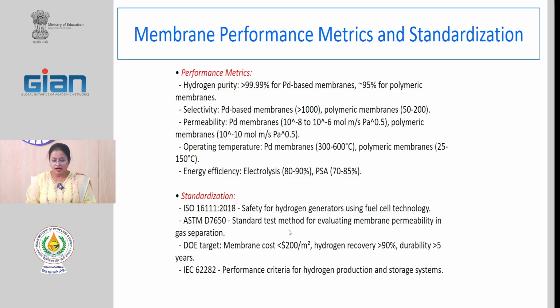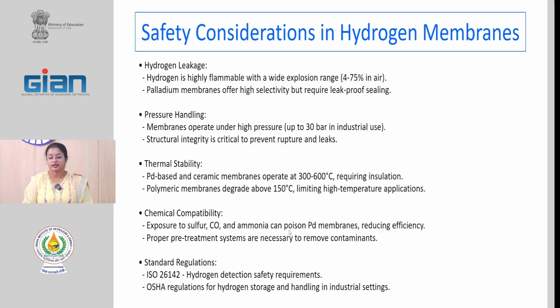We have our DOE target, DOE or the Department of Energy. They have given a target that the membrane cost should be less than $200 per meter square, hydrogen recovery more than 90%, and durability of more than 5 years, so that we can have our composite membrane applicable in the industrial sector. So like this, there are some standards or metrics that we should look for if we develop a new composite membrane and want to extend it to industrial standard.